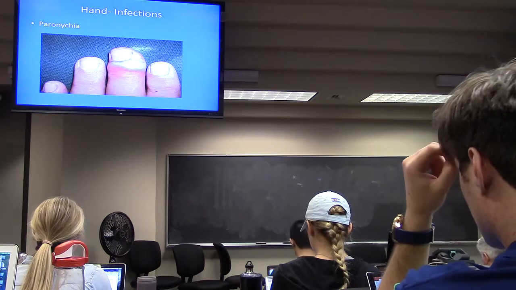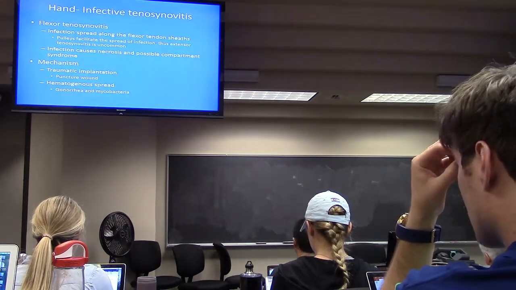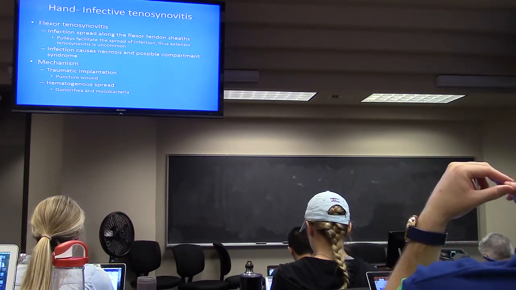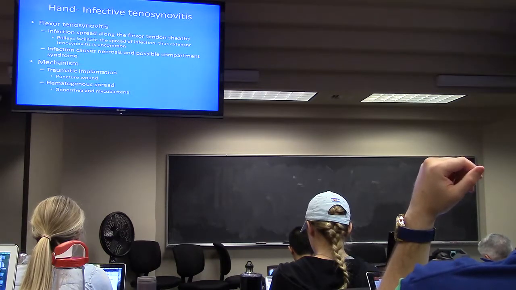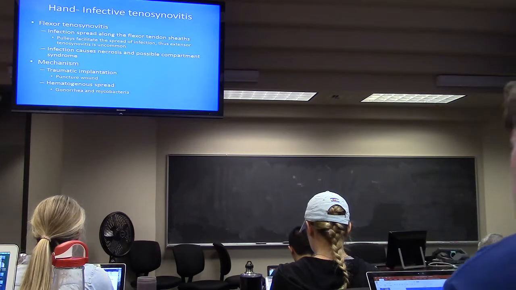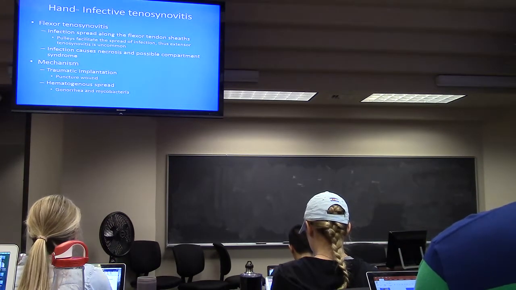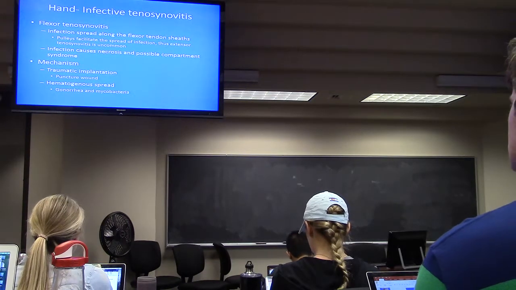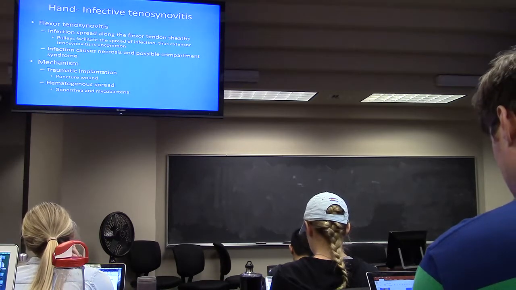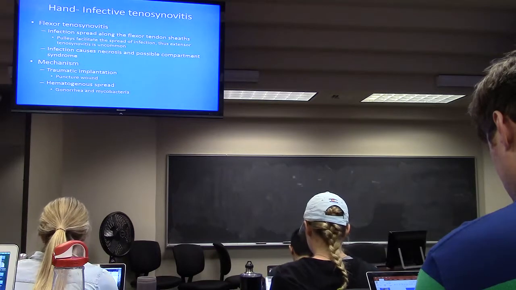Paronychia, felon, kind of the same thing. See those all the time. Infected tenosynovitis, so flexor tenosynovitis is an infection along the flexor tendon sheaths. The pulleys, the A1, A2, A3 pulleys that we talked about, facilitate the spread of infection, and thus extensor tenosynovitis is usually uncommon. It's going to be more of your flexor tendons rather than extension. Rarely get that.